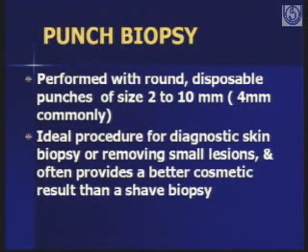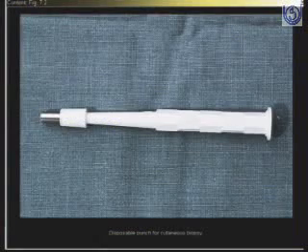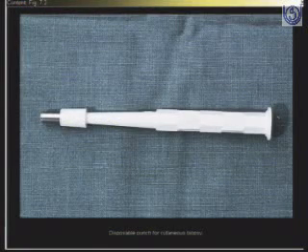So first is the punch biopsy. This is performed with a round disposable punch. Size can vary from 2 to 10 millimeters, and 4 millimeters is the most common size which we use. It is an ideal procedure for diagnostic skin biopsies or for removing small lesions, and it often provides a better cosmetic result than a shave biopsy. This is the disposable biopsy punch.